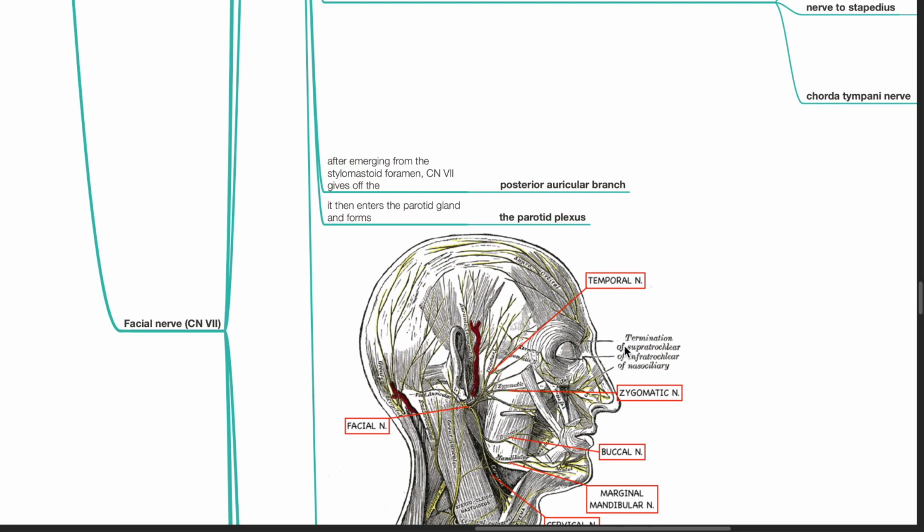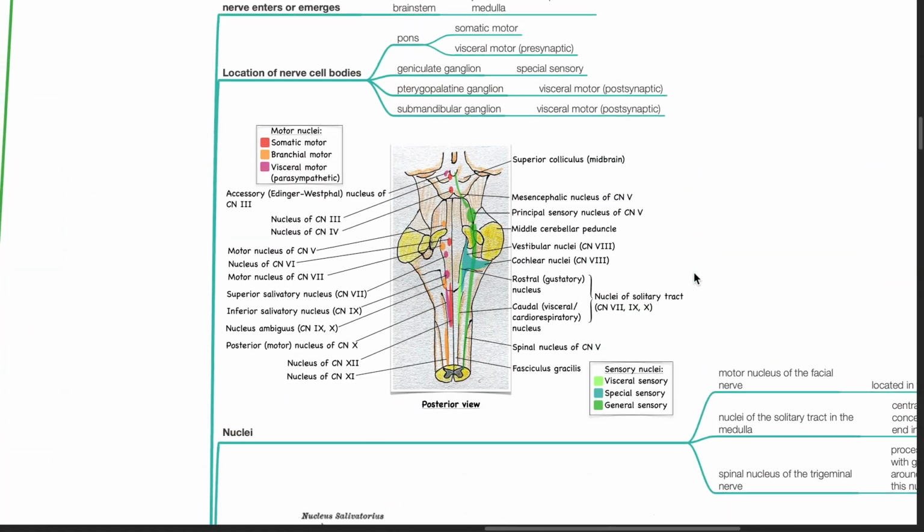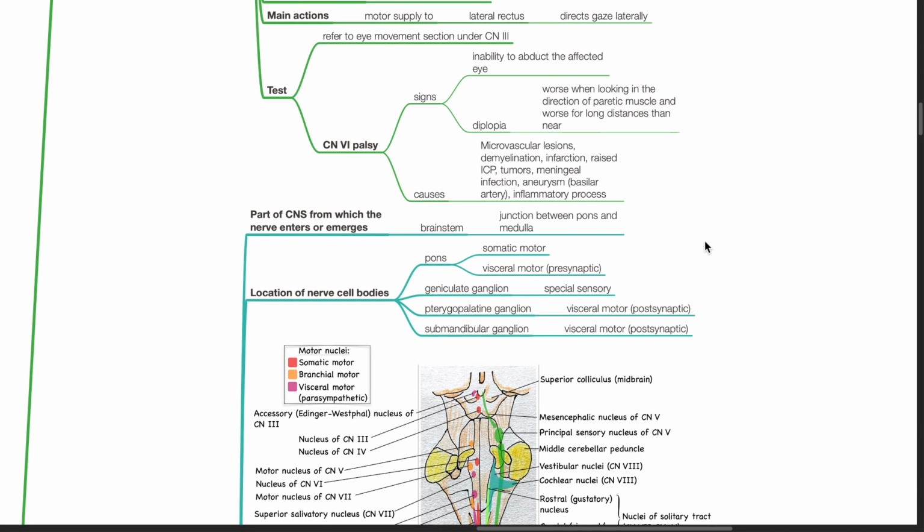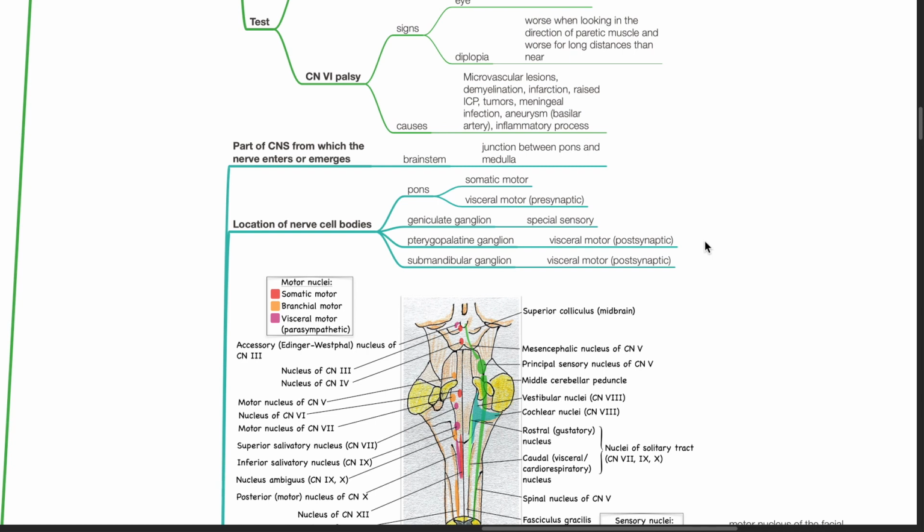Facial nerve, cranial nerve 7. Cranial nerve 7 emerges from the brainstem between the pons and medulla. Location of nerve cell bodies: for somatic motor and visceral motor presynaptic, in the pons; for special sensory, in the geniculate ganglion; for visceral motor postsynaptic, in the pterygopalatine ganglion and in the submandibular ganglion.